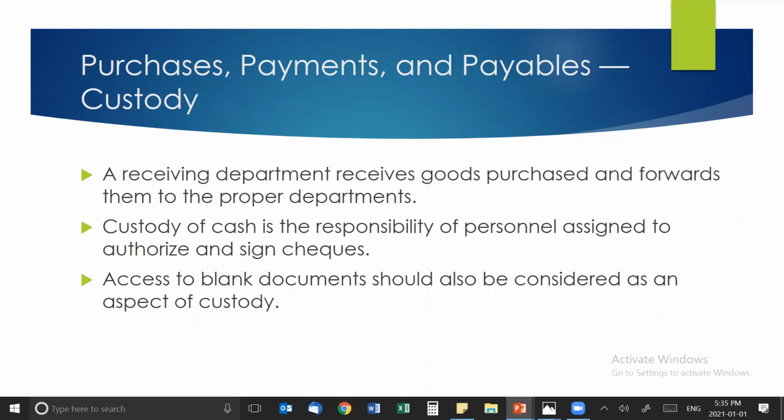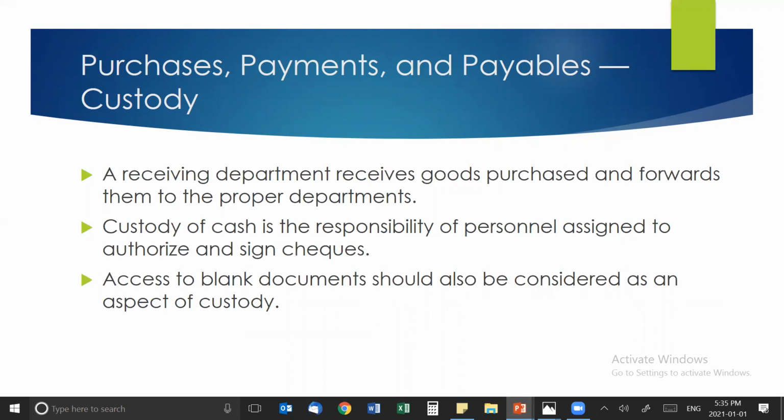For custody, the receiving department will receive the goods purchased and then forward them to the proper departments. So there should be a receiving department that gets the inventory, for example, and does all the checks and balances to make sure the inventory amounts match up to what was ordered, and then sends it off to the warehouse. Same thing for supplies or anything that comes in.